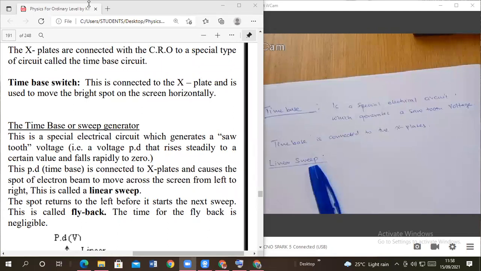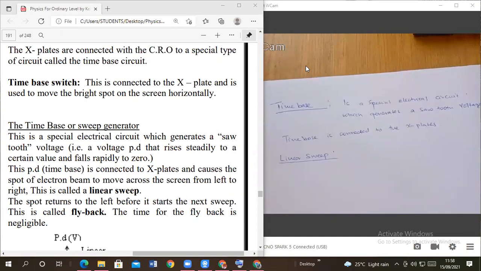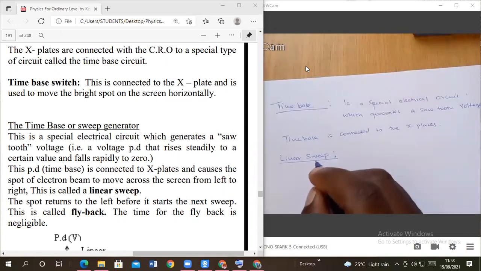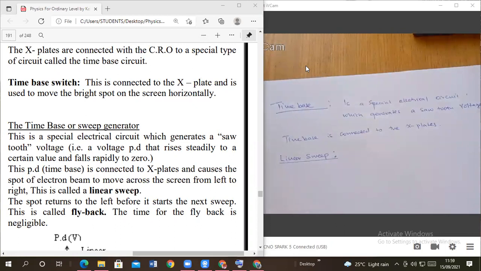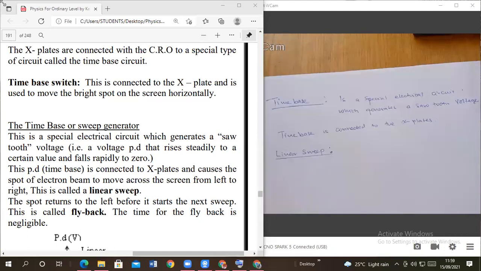Okay, members. Now, have you come up with a definition of linear sweep? Yes. What did you understand by the term linear sweep? If someone may ask you, what do you understand by the term linear sweep? Anyone who can try? Members, are you there? Yes, teacher. Anyone who can try what linear sweep is? What do you understand by the term linear sweep?